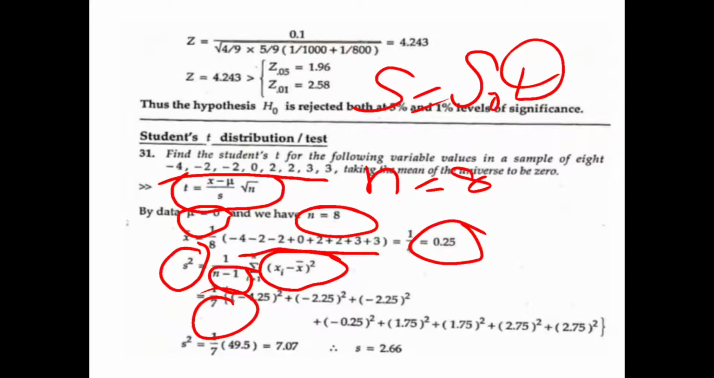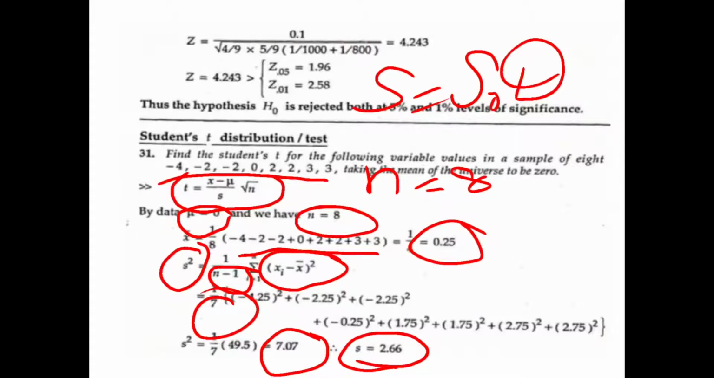Hence, for the variance value we finally get s square equal to 7.07. What you have to do is take the root of this s square. When you consider the root of s square, you get s equal to 2.66. That is the standard deviation of our given sample.